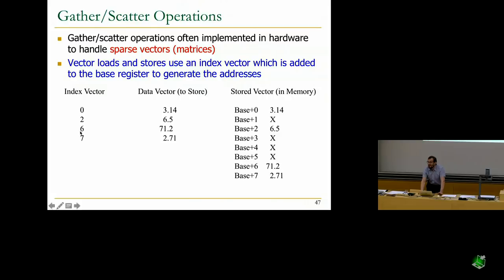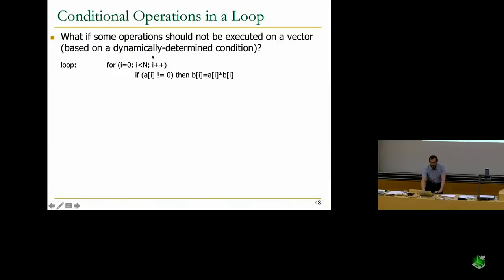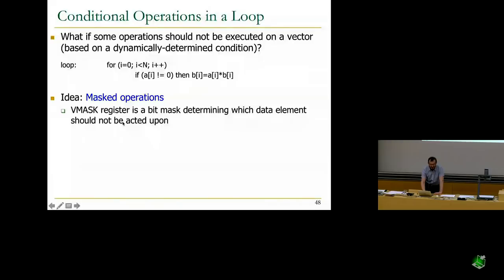Now it's very powerful, right? We want to do more. So conditional operations. What if some operations should not be executed on a vector based on some dynamically determined condition? So this is an example over here. Basically, if A[i] is not equal to zero, only then we want to set B[i]. Otherwise, we don't want to change that element in array B. How do we do this? Well, I remember the masked operations. I discussed this. Vector mask registers, a bit mask, determining which data elements should not be operated on or acted upon.